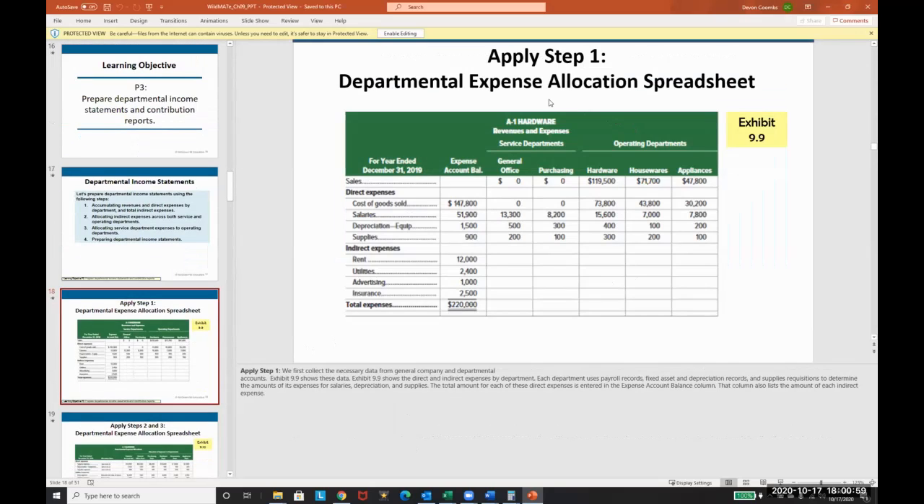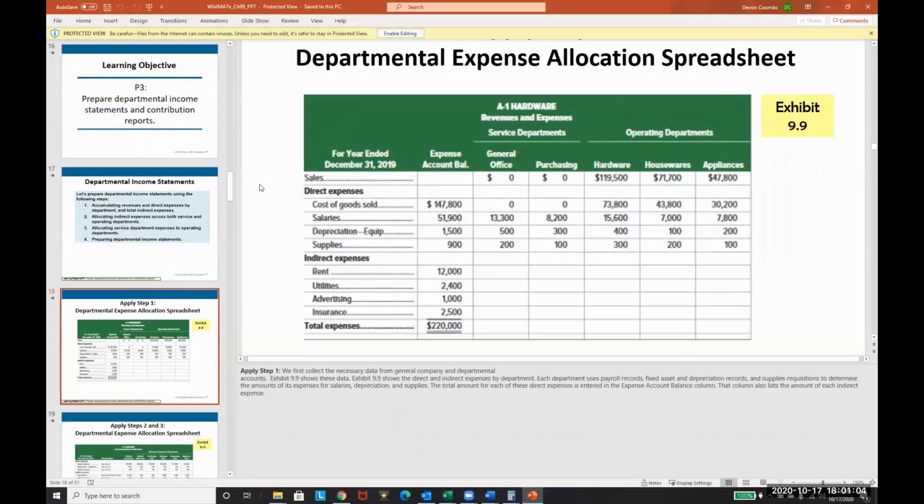And so here's a good example of how we'd see a spreadsheet or a Google Sheet. We'd see the sales by department. We have our service departments and our operating departments. Service departments, what are these? These are cost centers, right? We have two different centers. These are cost centers. These are our profit centers.